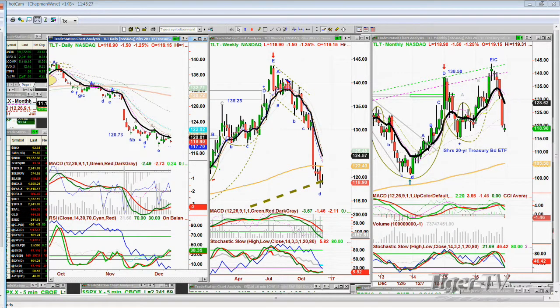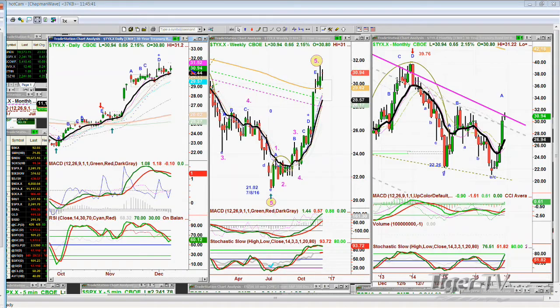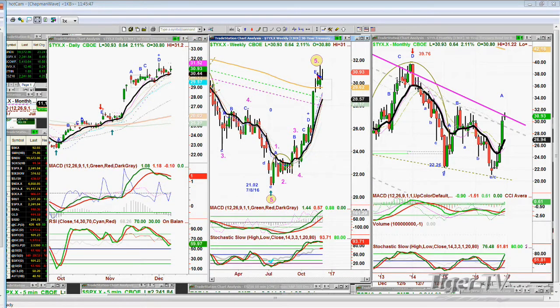But I really think that it's looking to me like yields have made a significant low, and we are moving into a different area of yields, TYX.X. This is the 30-year, making a high-level consolidation. There's that 200 period moving average. This is 5, leg E, Chapman Wave 5 in the weekly. So it's going to be very interesting.